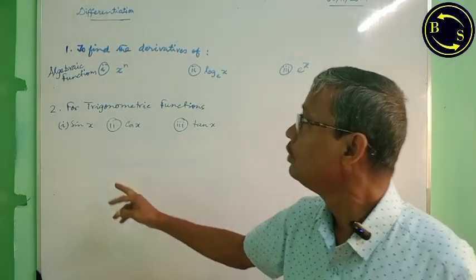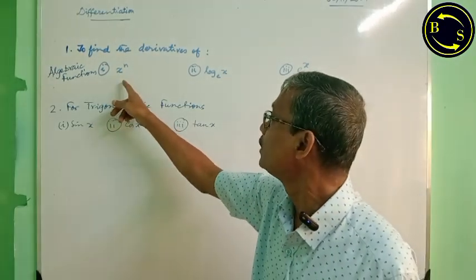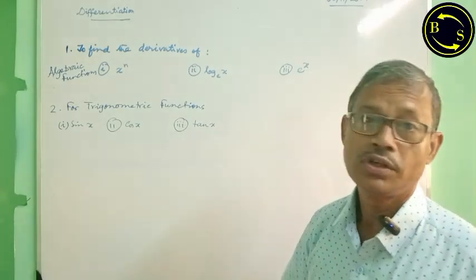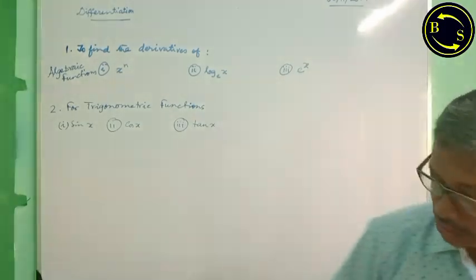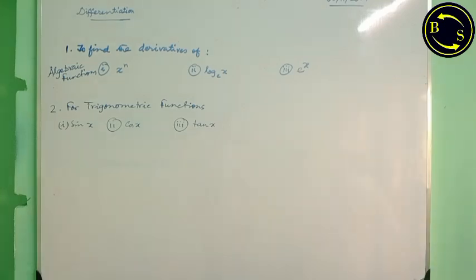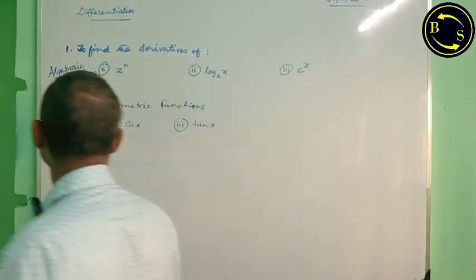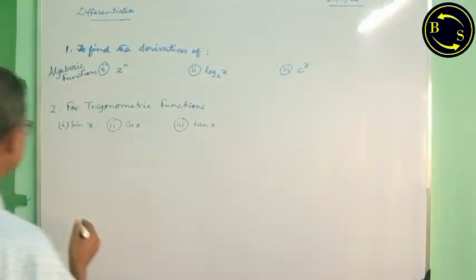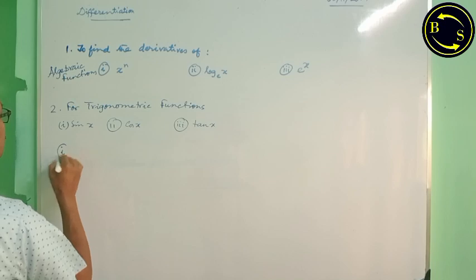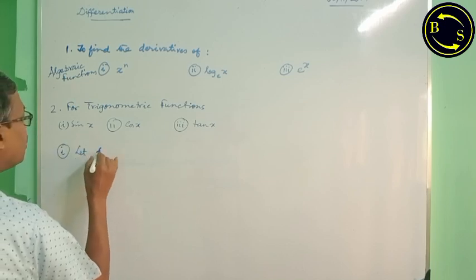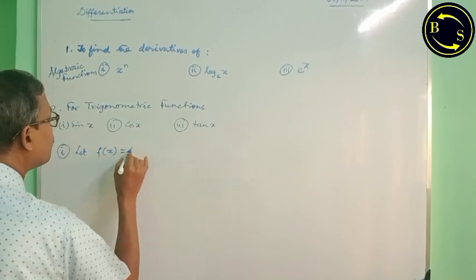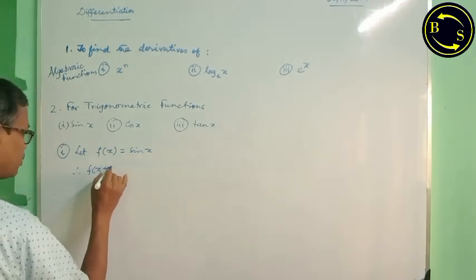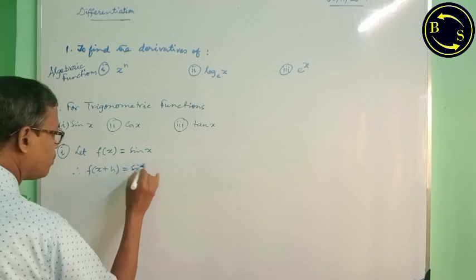already I have found derivatives of these three algebraic functions. Then I move to find the derivatives of few trigonometrical functions. First of all, sin x. Process will be same as discussed earlier. Let f x equal to sin x. Therefore, f of x plus h is sine of x plus h.